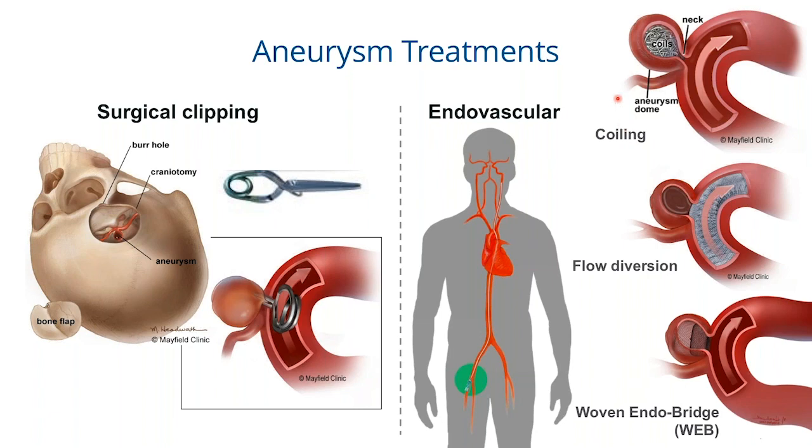So some examples are coiling, which fills the aneurysm with tiny hair-thin platinum wires to prevent the blood from entering the aneurysm. Flow diversion is a mesh tube that's placed into the main artery, the parent artery, and this diverts blood flow away from the aneurysm. And then finally, this is a new device, and it's called a woven endobridge, or a WEB. And it's like a mesh ball that's placed into the aneurysm. And it's kind of the similar concept to coiling.